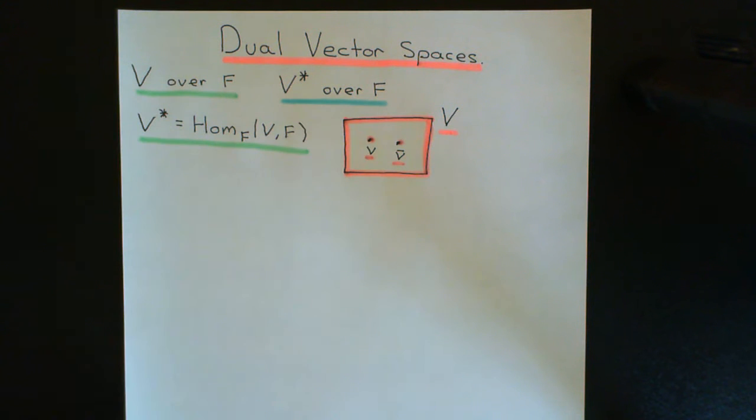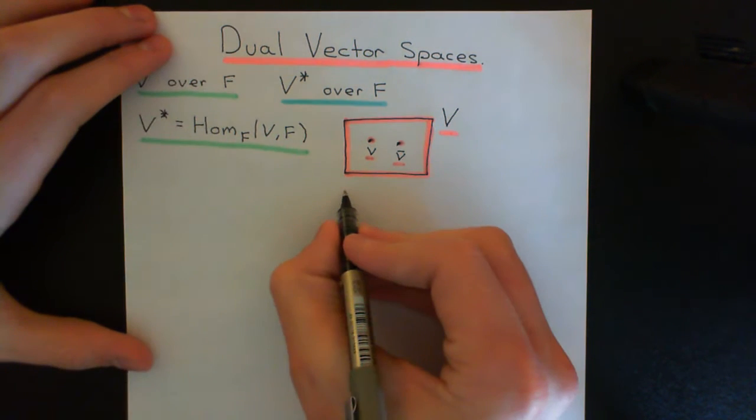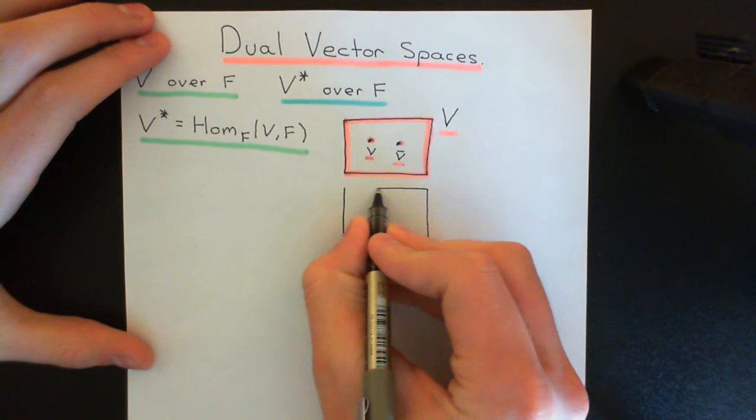So I've just put some arbitrary symbols in there just to have some to pick out later on. But of course, it could be much bigger than just two elements. Okay, so here's our vector space V over the field F. Now let me show you the dual space here. So I'll draw now my dual space here.